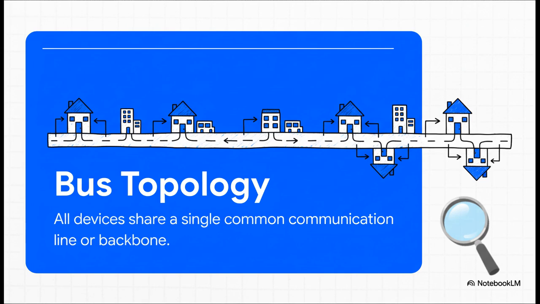Okay, so another early idea was what's called a bus topology. The best way to think about this is like a single main street. Every office or every house connects directly to this one central road to send and get information. Everybody shares that one single path.